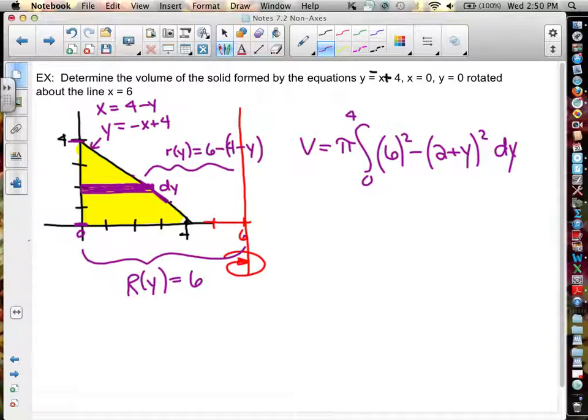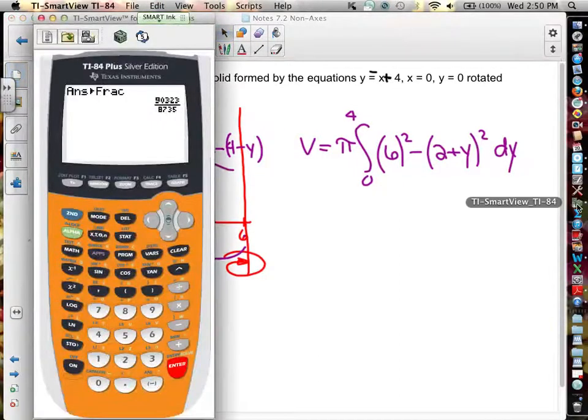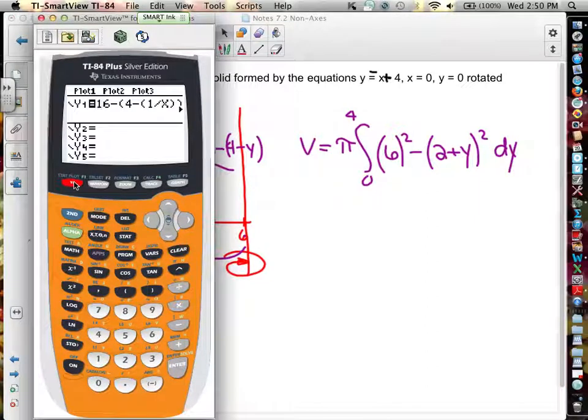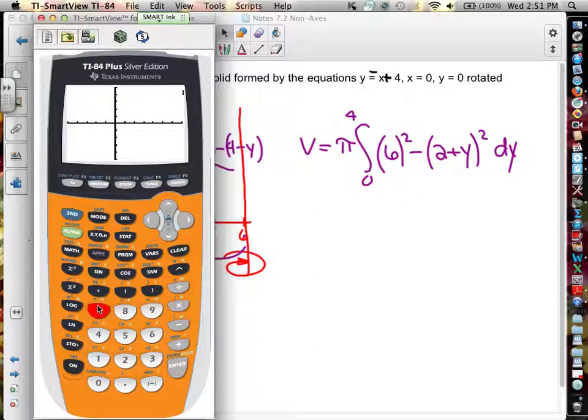And then you can put this in the calculator, or you could integrate it by hand. I'm going to put it in the calculator. Now, when you put this in the calculator, it's not going to be the same equation or the same graph that you're looking at, because that's not the graph that we're integrating. We're integrating this thing, big radius squared and little radius squared. So 6 squared is 36, and then it's 2 plus y. We're going to have to use x. And that's squared. And we're integrating this thing from 0 to 4.